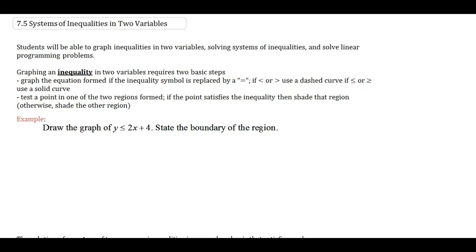When you graph an inequality, the only difference is that there is actually an inequality. And what's important about that is you have to decide if you use a dashed curve or a solid curve, and that will tell you by the symbol. If it's less than or equal to, the equal to part is the important part. That's when you do a solid line. If it's just less than or greater than, you use a dashed line.